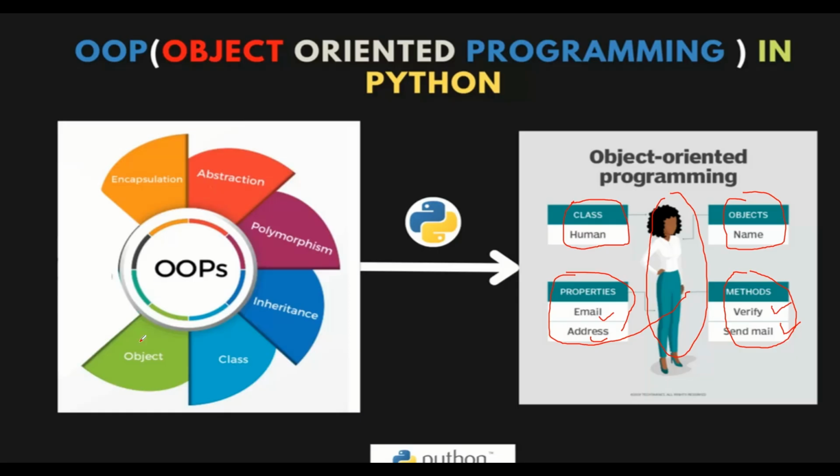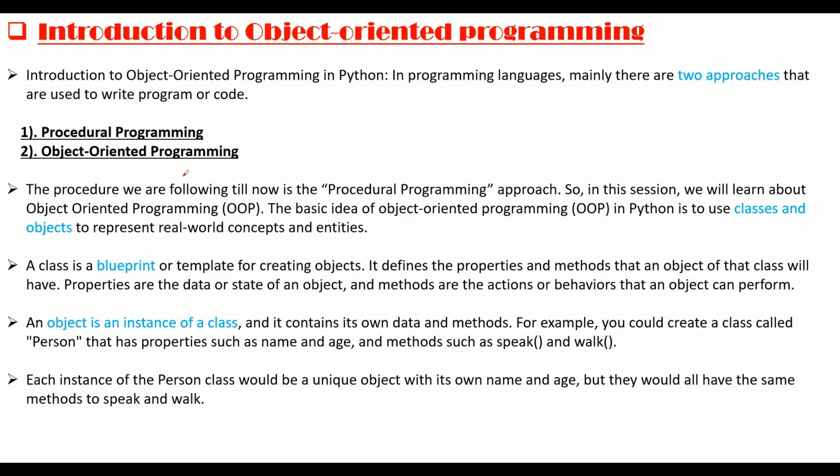So OOPS includes the topics objects, classes, inheritance, polymorphism, abstraction, and encapsulation. So let's move to the concept. Here, introduction to object-oriented programming. So what is object-oriented programming? Introduction to object-oriented programming in Python.